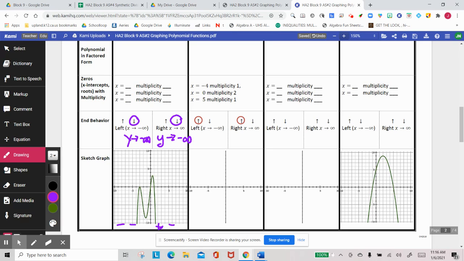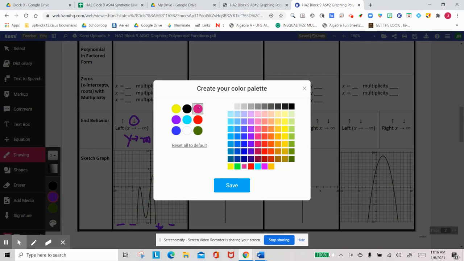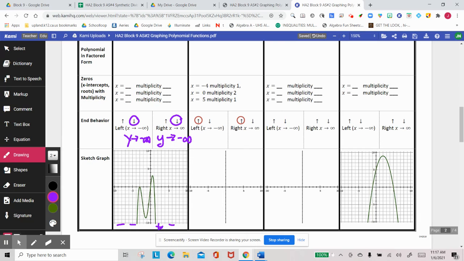Now, the multiplicities just means how many. Is it a double root? Is it a single root? Is it a triple root? That type of thing. And so let's take a look at our zeros or our x-intercepts or roots. Where does it cross the x-axis? It crosses right here at -1, -2, -3.